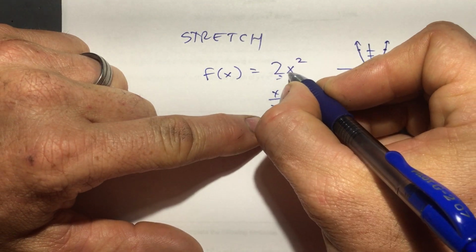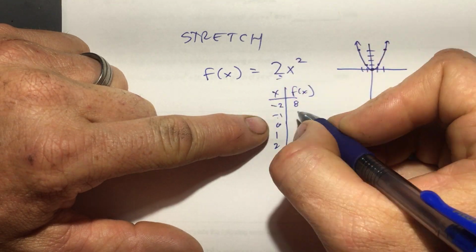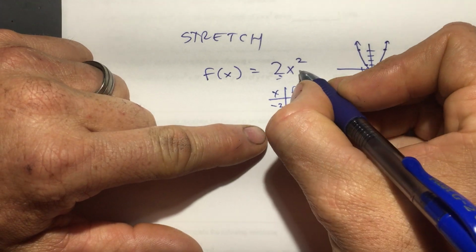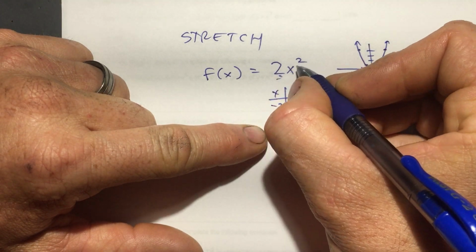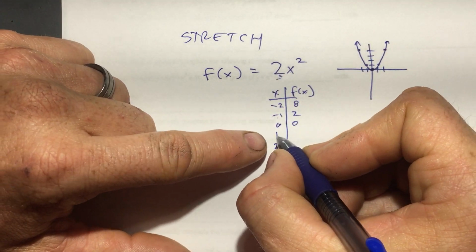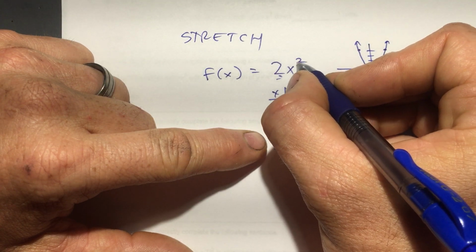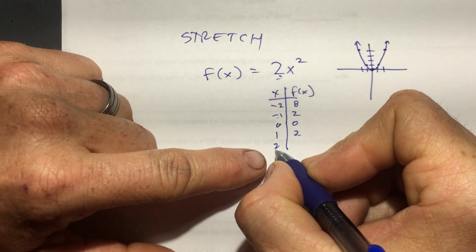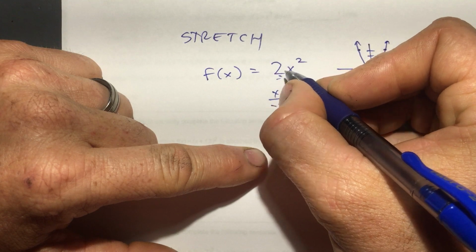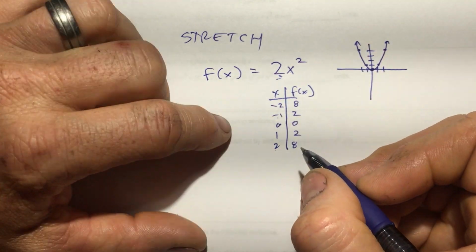If I put negative 1 in, negative 1 squared would be 1. 2 times 1 would be 2. If I put 0 in, 0 squared is 0. 2 times 0 would be 0. Putting 1 in would give me 1 squared would be 1. 2 times 1 would be 2. And then putting 2 in, 2 squared is 4. Times 2 would be 8. So I'd have these values.